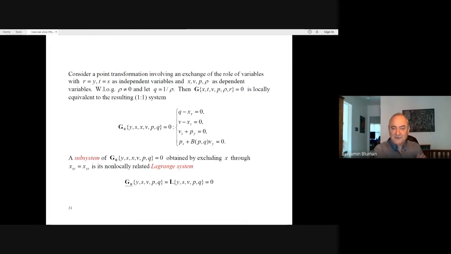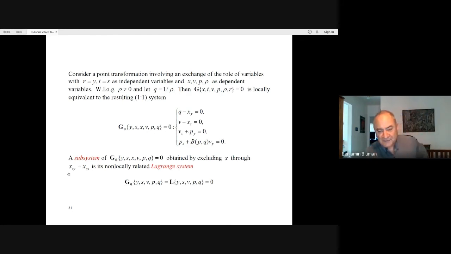Now let's consider a point transformation involving an exchange of the roles of the variables, with that potential variable R becoming now an independent variable, and t, which I'll call S, as an independent variable, and x, v, p, and rho are dependent variables now. So the spatial variable becomes a dependent variable, and the potential variable R now becomes an independent variable. And with lots of generality, we can say the density is not zero, and we let Q equal one upon rho. Then this potential system G, which is non-locally related to the Eulerian system, is locally equivalent to the resulting one-to-one system G naught. So this is invertibly related to G equals zero, because all we're doing is making a point transformation.